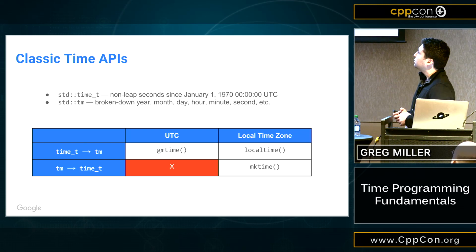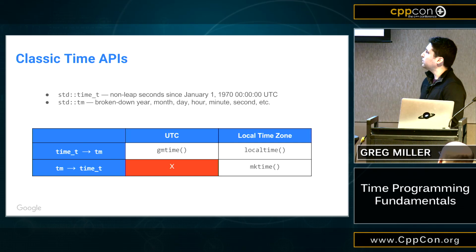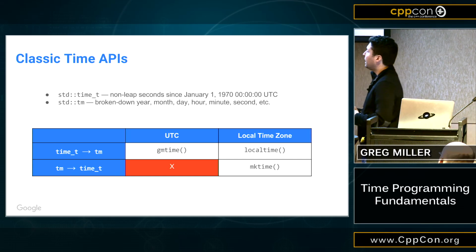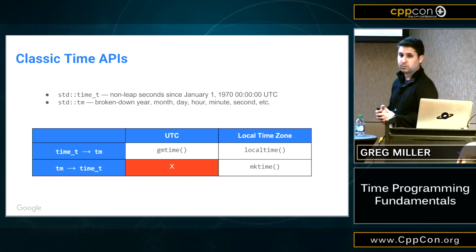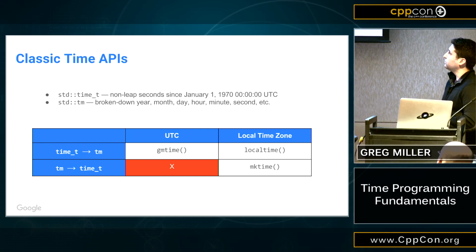And a std::tm or a struct tm. This represents a broken down year, month, day, hour, minute, second. There's a handful of other fields in there as well. But fundamentally, a time_t is an absolute time, and a struct tm is a civil time. And we're also given 2 time zones with which we can work. We can work in the UTC time zone or the local time zone.